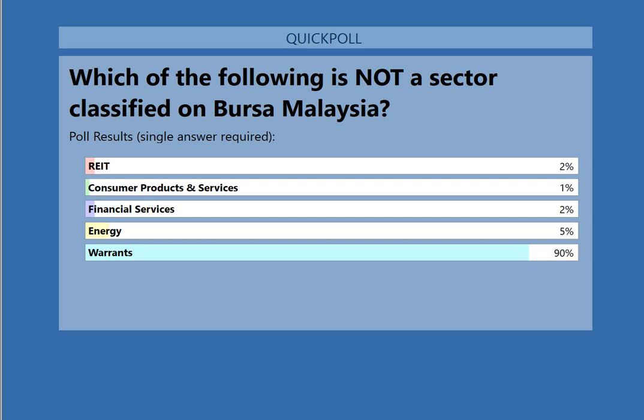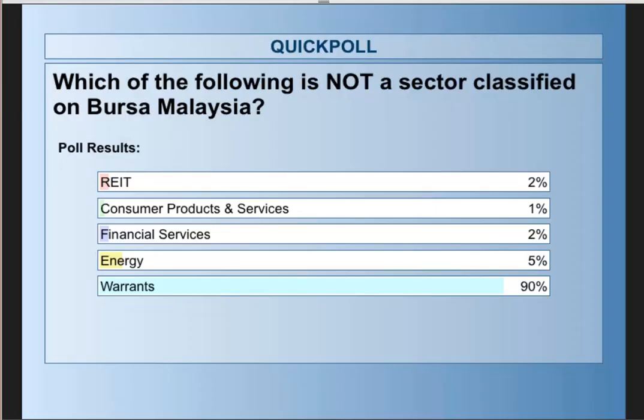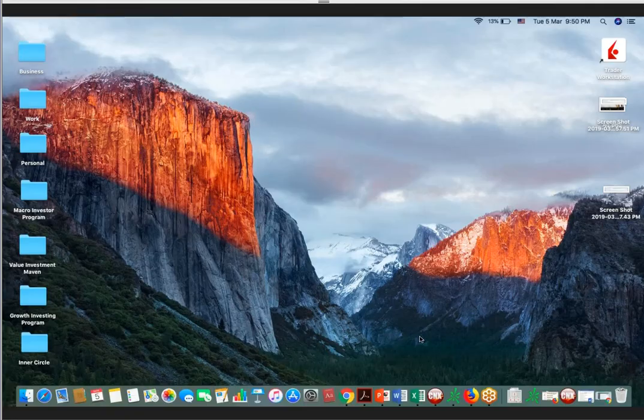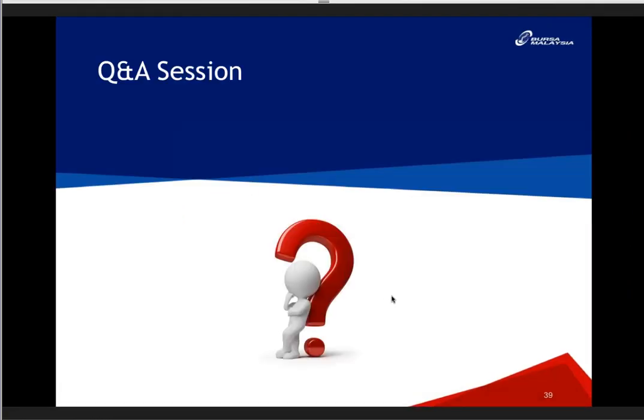I see improvement here. 90% got the right answer. It's warrants. Warrants is not a sector. It's just a product, a structure for us. So 90% of you got it right, which is an improvement. That's great. It seems that you are paying attention. But then let's go to our question and answer.